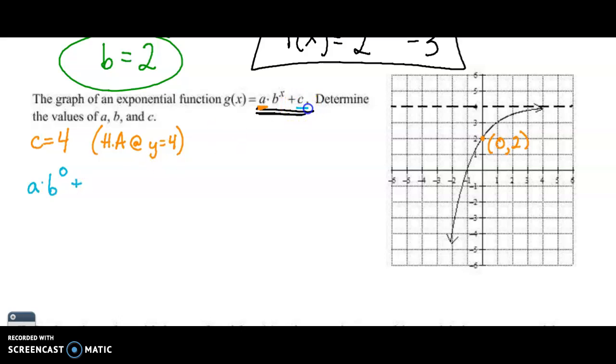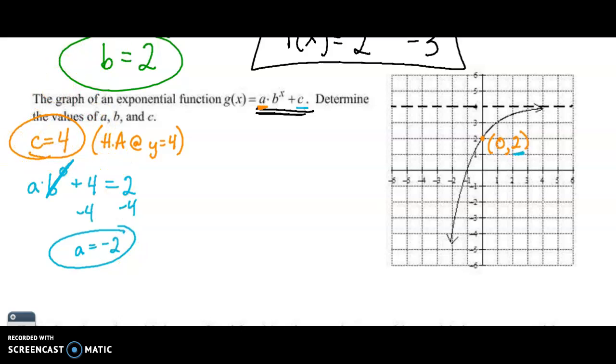Now that I know that the C value is 4, if I look at the problem, the y-intercept is (0, 2). So again, B to the 0 power is 1, and I can subtract 4 over. So my A value is equal to -2. And hopefully we're at the point that you can say, does that answer make sense? Well, if I have a negative A value, I need to be below the horizontal asymptote, and I absolutely am.